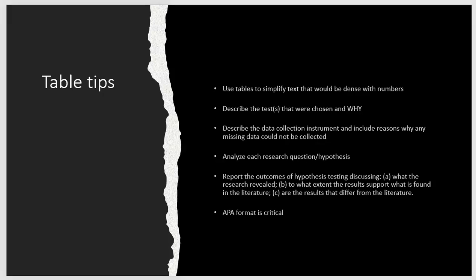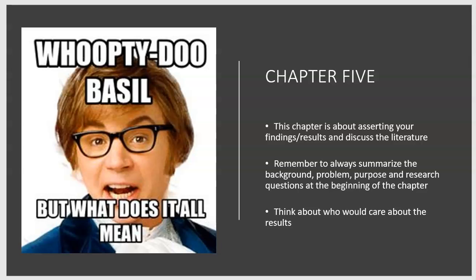Straightforward. Okay, let's go on to Chapter 5, and now that you have got a quick and general feel for what's included in Chapter 4, what's Chapter 5 about? Well, Chapter 5 is about asserting your findings, discussing the literature, summarizing the background, problem, purpose, of course, at the beginning, but think about who really cares about the results. I mean, you have this great research study done, and you've collected your data, but what does it all mean?